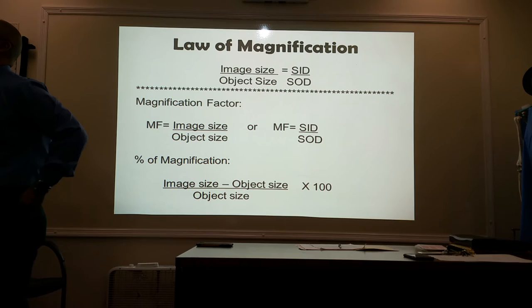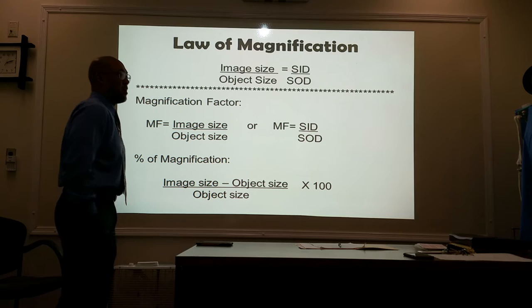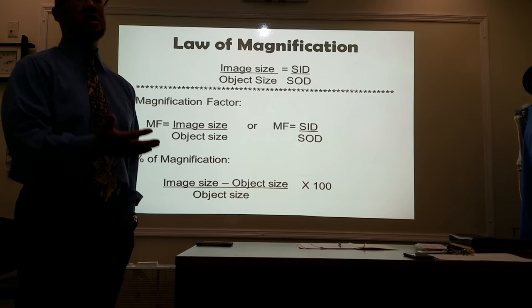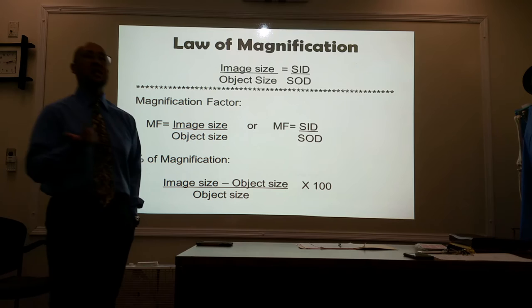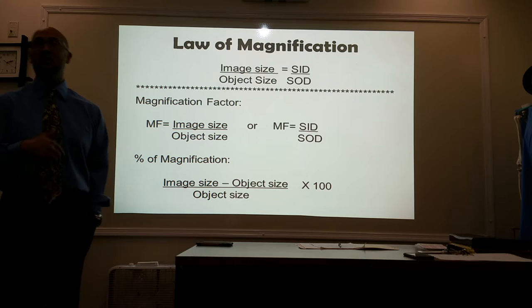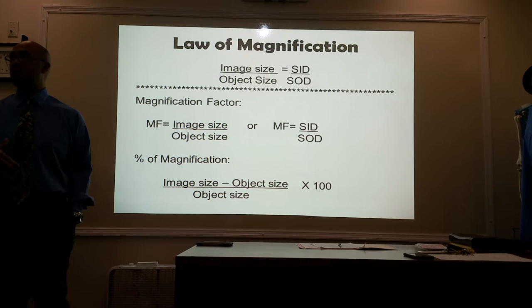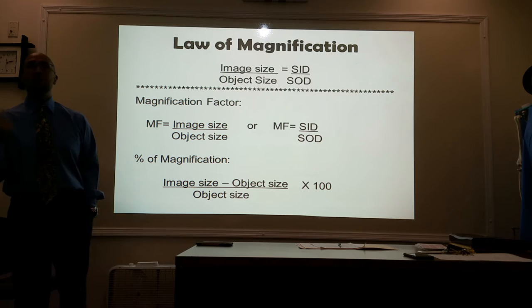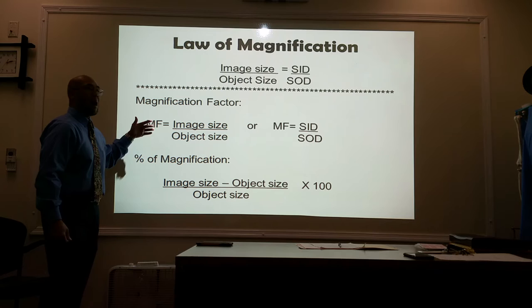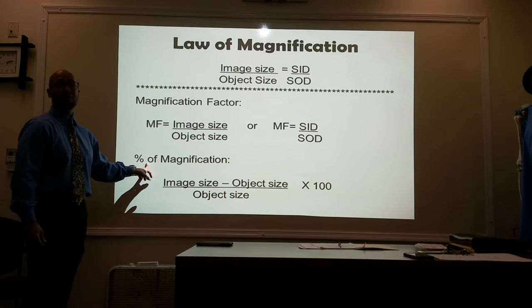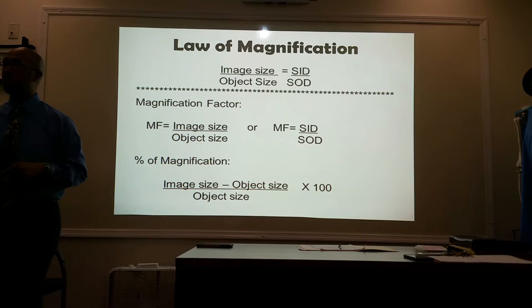So let's talk about the law of magnification. Again, we're trying to determine the true size of the object being X-rayed. We already know the true size, but we need to determine the projected image, or the magnification caused by those variances in distances. The simple formula is image size over object size equals SID over SOD. When broken down from the original formula, we can determine the amount the object got magnified and the percentage of magnification. This is going to make more sense as we progress.